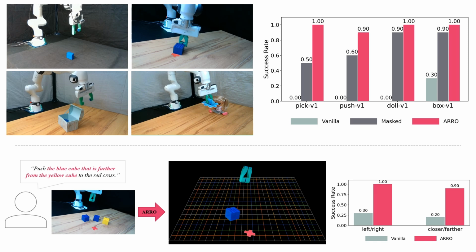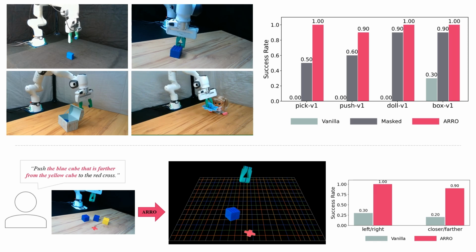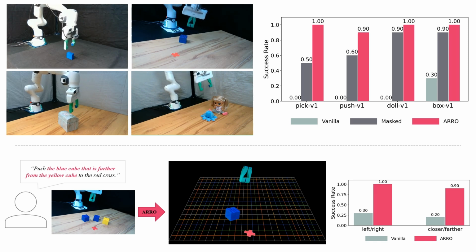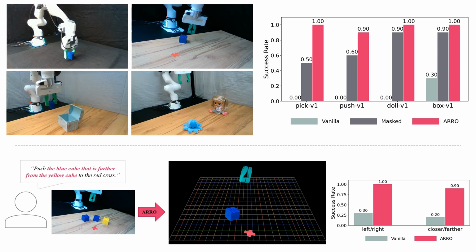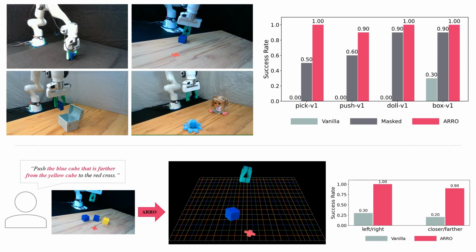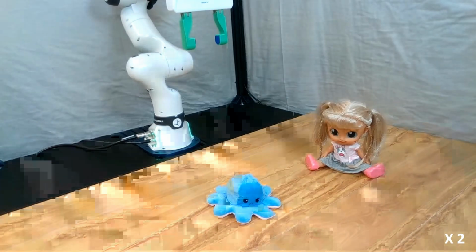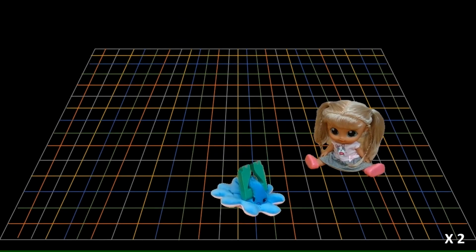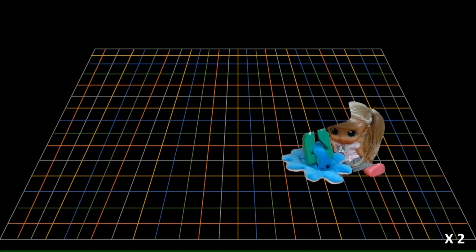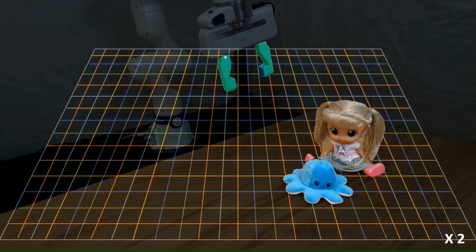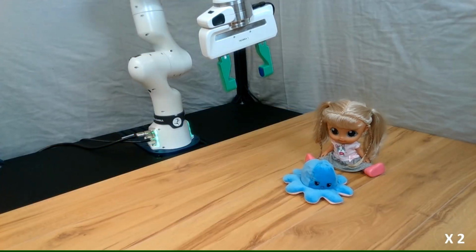We also evaluated the robustness of our approach to distractor objects and spatial reasoning. ARRO successfully performed the tasks by correctly identifying the desired object, whereas the vanilla policy often failed or behaved inconsistently. Here we take a closer look at the doll task. Visibly, we see that despite the rich textures and shape changes of the objects, ARRO segmentation remains reliable.